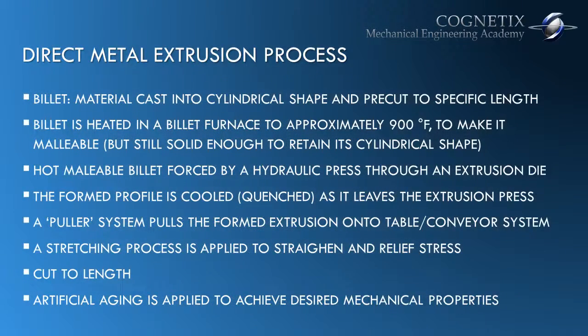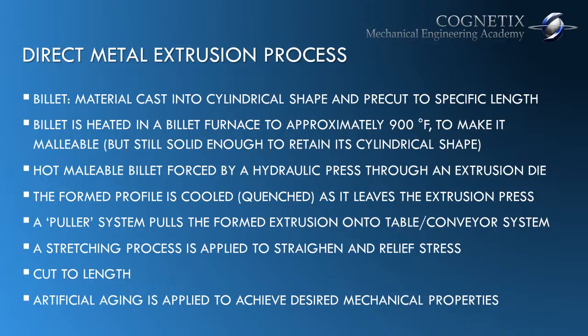So here is a quick summary of the direct or forward metal extrusion process. We now know that a billet is the raw material that is cast into a cylindrical shape and is pre-cut to a specified length before it undergoes the extrusion process. The billet is heated in a billet furnace to approximately 900 degrees Fahrenheit to make it malleable, but it is still solid enough to retain its cylindrical shape. This is done to facilitate the extrusion process.